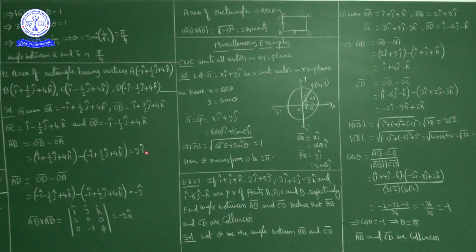Now AB bar cross AD bar, I J K. Here AB bar I component is 2, j component and k component 0. AD bar, j component minus 1, I component and k component 0. So if you calculate this determinant, I into 0 minus j into 0 plus k into minus 2, nothing but minus 2k cap. So area of rectangle ABCD is magnitude of AB bar cross AD bar, that is square root of minus 2 square, that is square root of 4, nothing but 2 square units.